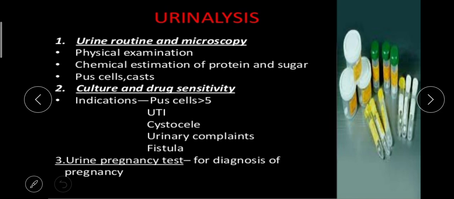So in the urine routine we are going to see the normal appearance of urine, that is physical examination, chemical estimation of protein and sugar, pus cells and casts. And the second, culture and drug sensitivity, we are going to see which bacteria causes this condition. So that we are going to find out through the culture and sensitivity test. And the third one, in the urine pregnancy test, we are going to diagnose whether the person is pregnant or not. So this is about urine analysis or urine examination.